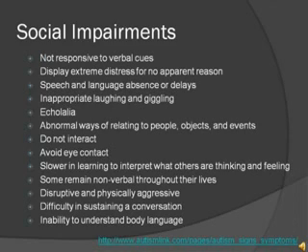Social impairments. These are some of the things that students with autism will display: not responsive to verbal cues, display extreme distress for no apparent reason, speech and language absence or delays, inappropriate laughing and giggling, echolalia, which is repeating of words, abnormal ways of relating to people, objects, and events.